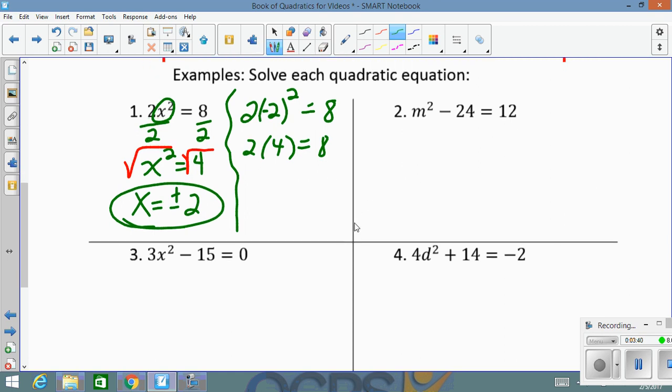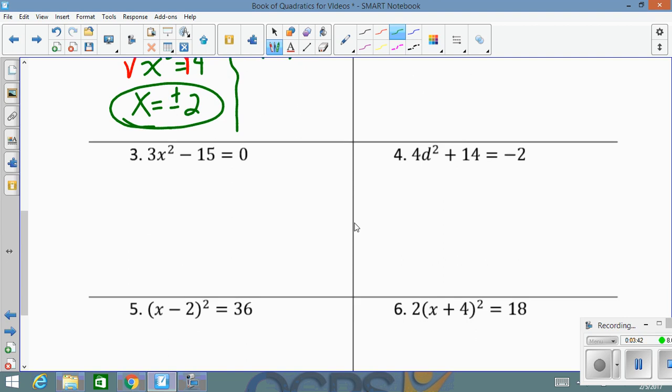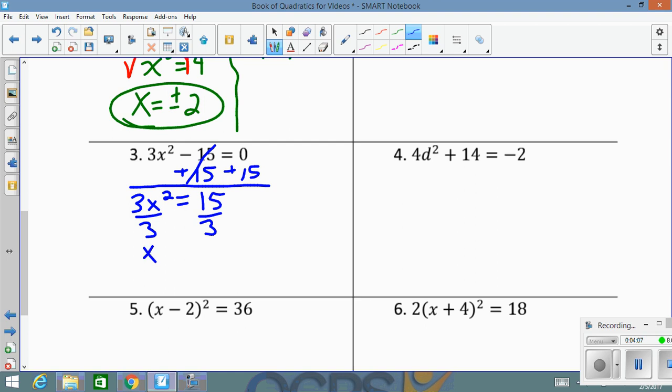Okay, let's take a look at number 3. So on number 3, I am going to isolate the x squared. So again, what that means is I'm going to get this by itself. So just like when I'm solving a linear, I'm going to start on the same side but furthest away. So I'm going to add 15 to both sides. And then divide by 3. Now that I have the x squared by itself, I can take my square root.